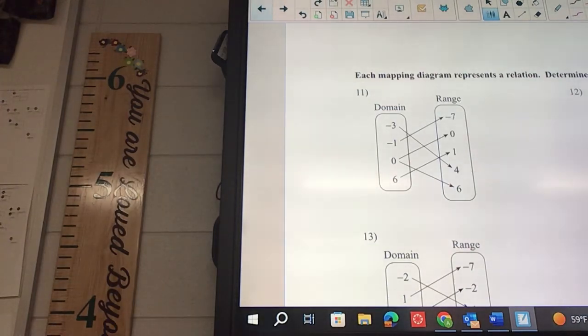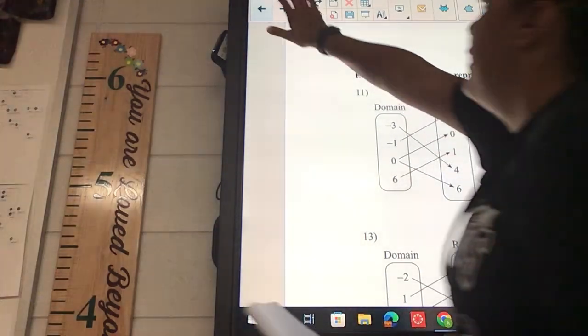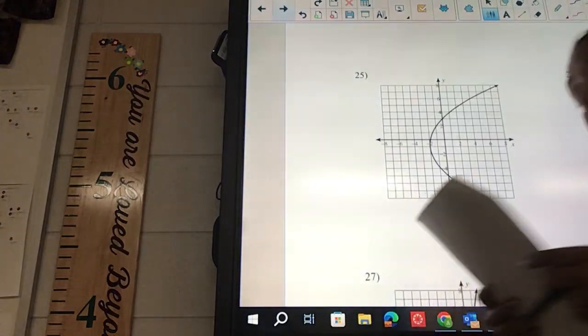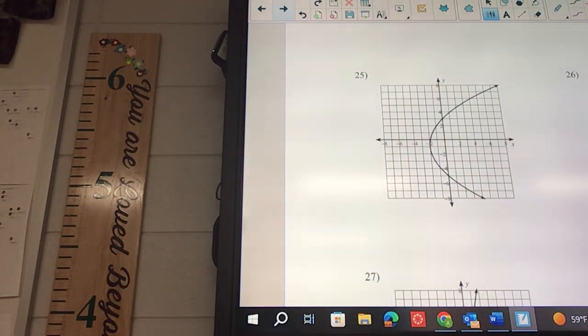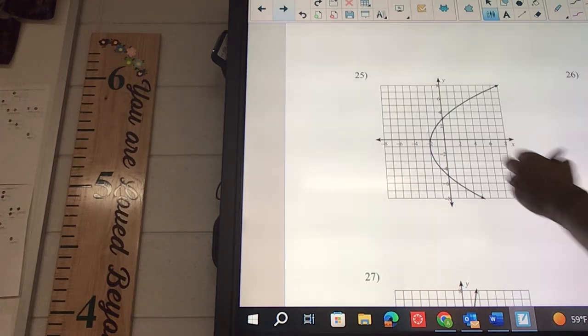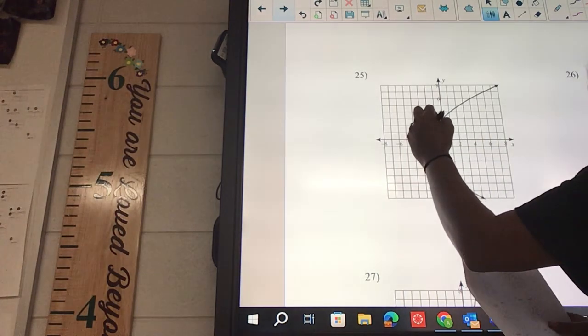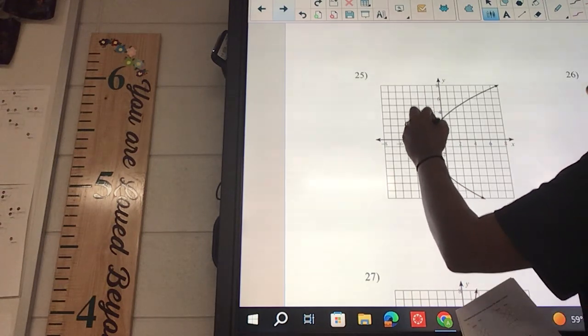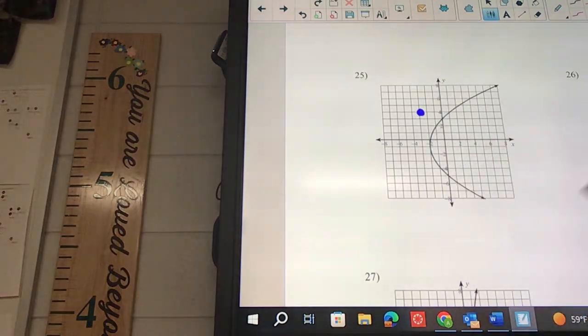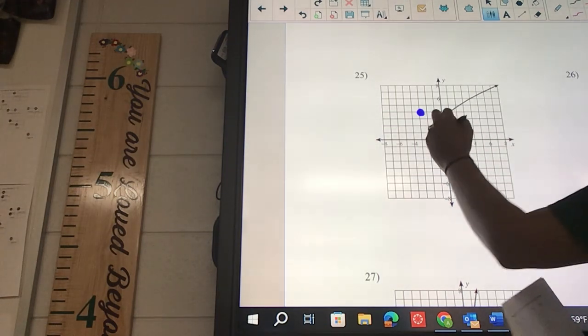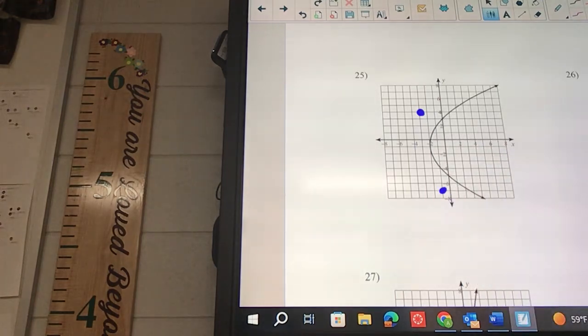Okay, so let's look at the mapping. We looked at these the other day, and again, you can graph these. You're looking at number 11, I'm going to just draw it on the graph so that I can erase it. Notice how that -3, where is that number going to? 4. So we have -3, 4. What's my next one? -1 to what? To -7. My next one says 0 to what?